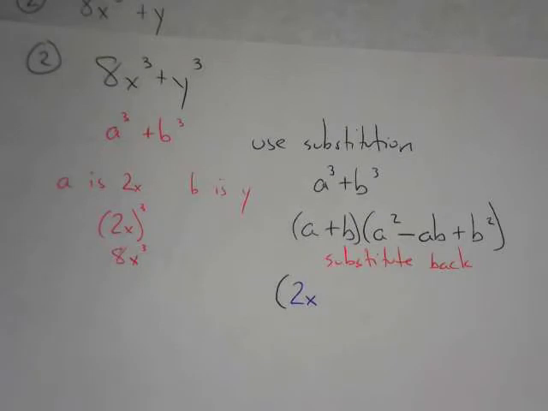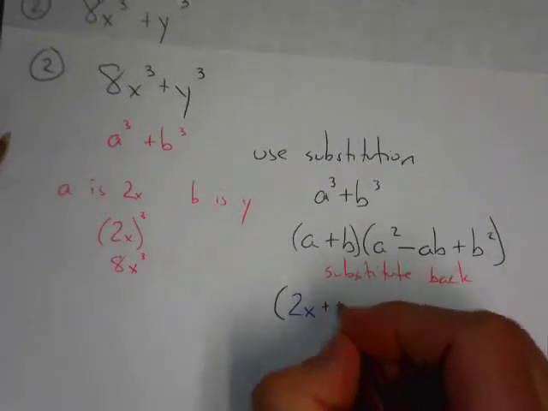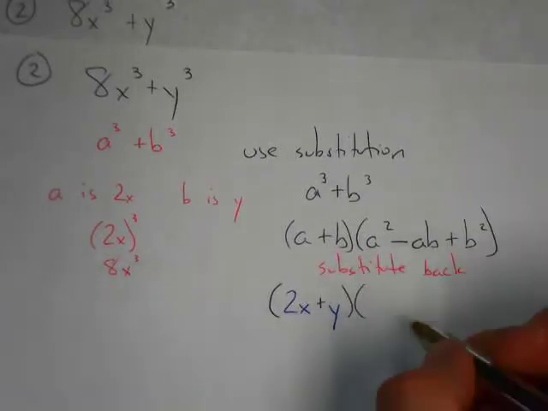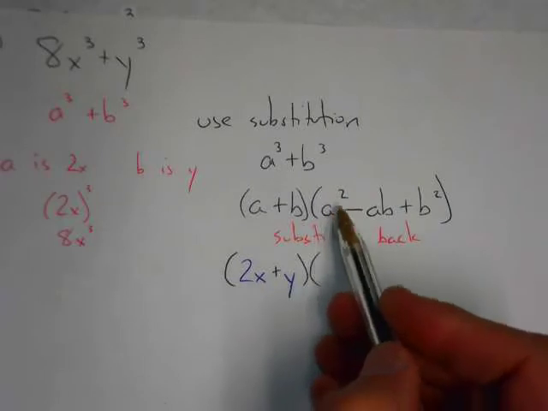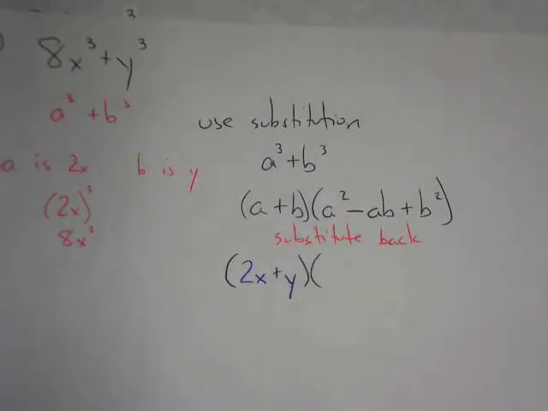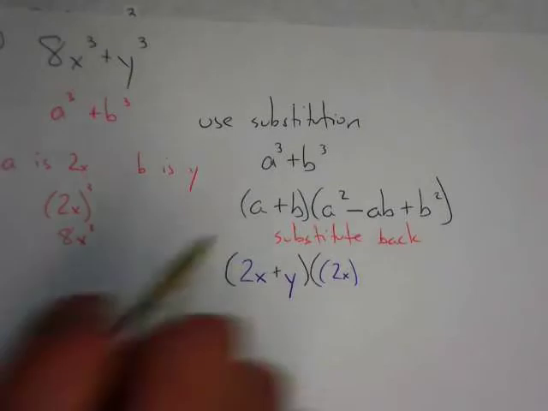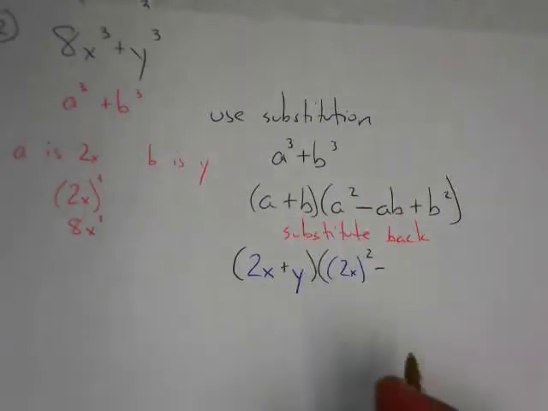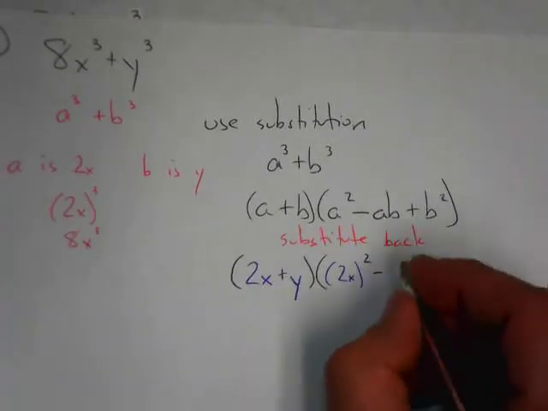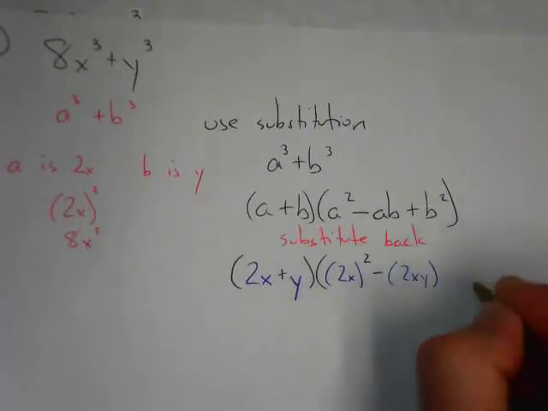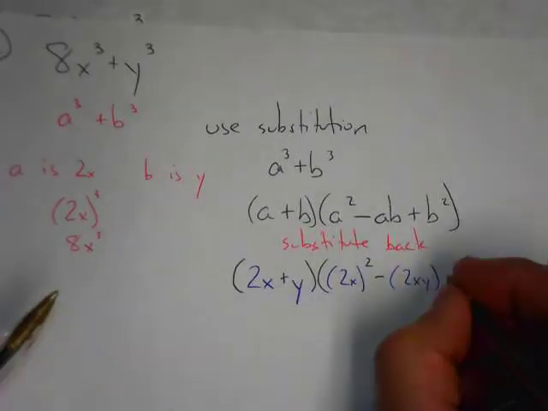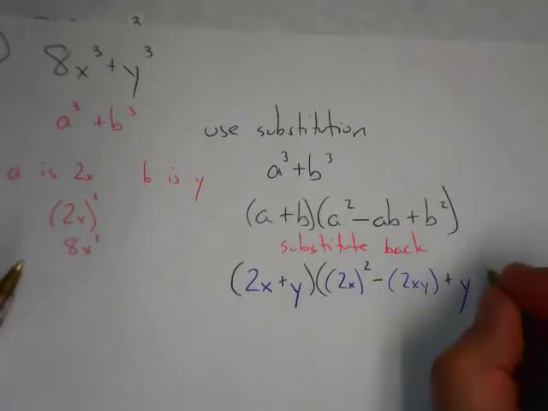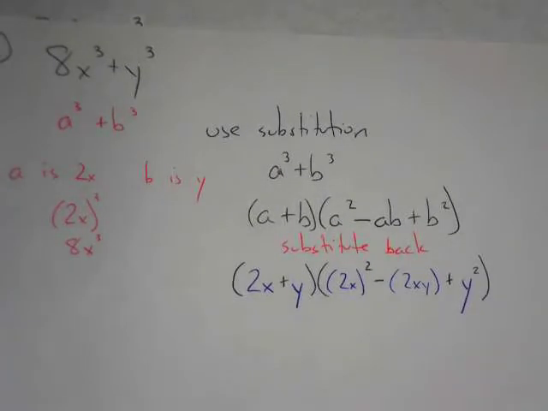B is actually y, so we can substitute that back and see what's happening there. Then we'd have a squared, but remember a was 2x, so we're actually looking at 2x squared. And then minus a times b, or minus 2x times y, or 2xy, and then plus b squared. So we use the format and then substitute back. All right, and that's how factoring would work with a sum of cubes.